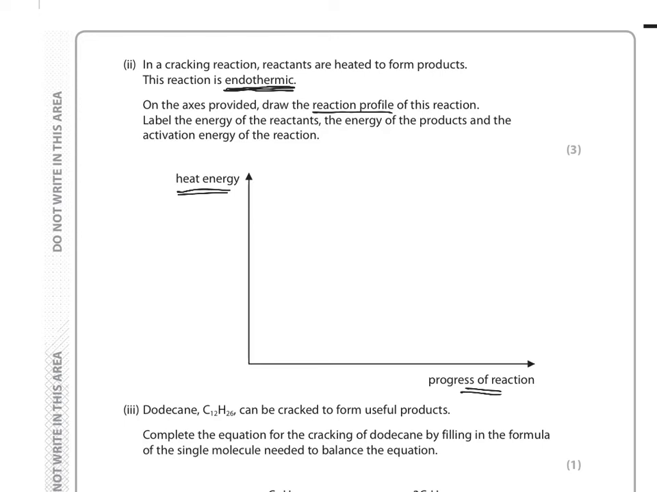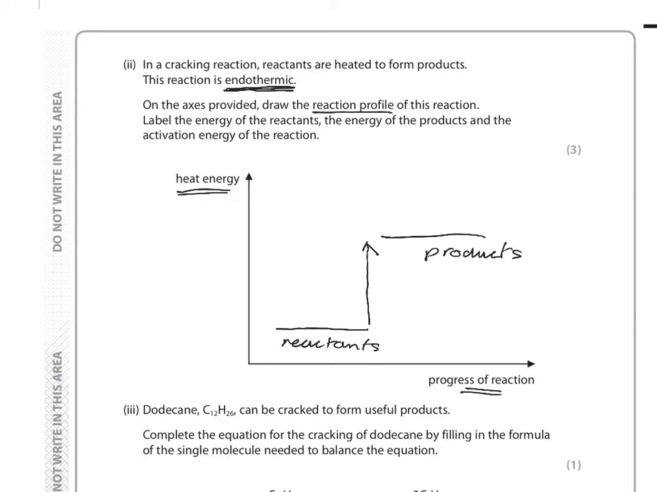Now it says that the reaction is endothermic, and in an endothermic reaction the reaction takes in energy, so your reactants need to be at a low energy, so here I could put reactants, and your products are at a higher energy, and the system will absorb energy, and that energy change is the energy change that is taken in, and therefore the surroundings cool down.